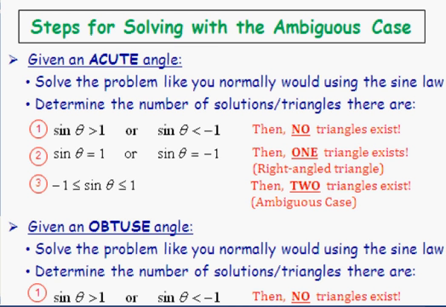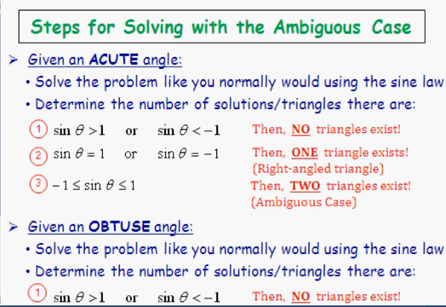So if I give you an acute angle in a triangle where we're using the sine law, we want you to solve the problem normally, and then you check to see if sine theta works. So if sine theta is too big, if it's greater than 1, or if it's too small, less than -1, it means there's no triangles. And if you try to punch in sine inverse of a number that's bigger than 1 or less than -1, you'll get an error. Okay, so there's no triangles.